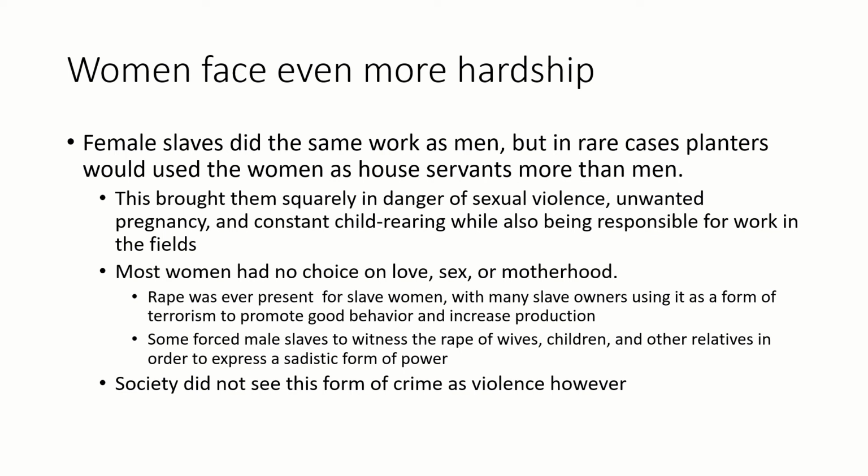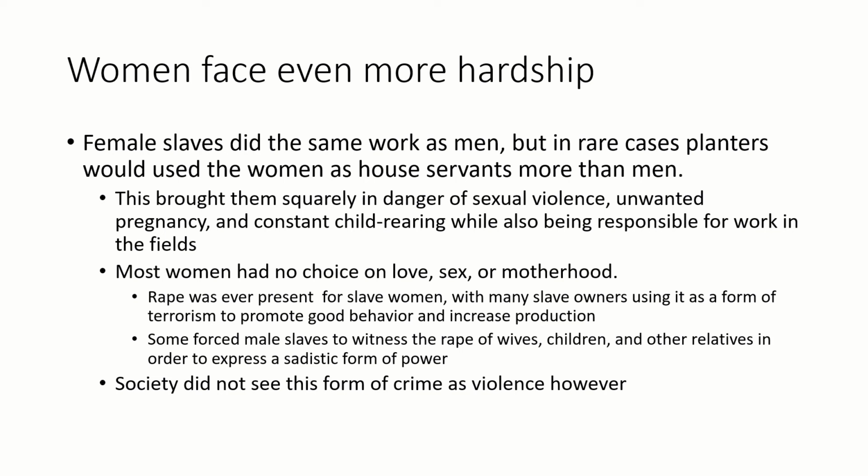Many enslaved women had no choice concerning love, sex, and motherhood. On plantations and small farms, even in cities, rape was ever present. Like the splitting of families, slave owners used sexual violence as a form of terrorism, a way to promote increased production, obedience, and power relationships. And this was not restricted to unmarried women. In numerous contemporary accounts, particularly violent slave owners forced men to witness the rape of their wives, daughters, and relatives as punishment, but occasionally as sadistic expressions of power and dominance.